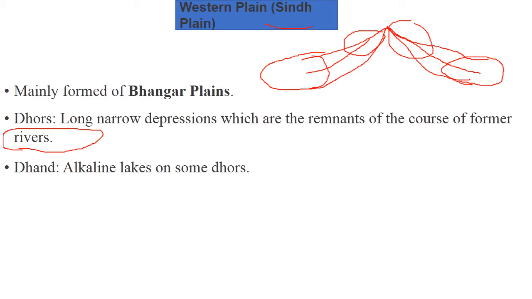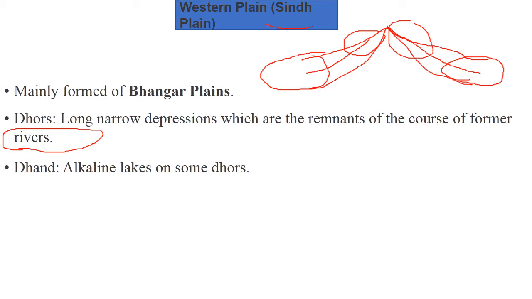This plain region is divided into several parts. First is the Western Plain. This Western Plain is mostly known as the Sindh Plain. It mostly falls into Pakistan, and it is formed due to the Bhangar Plains. Bhangar means old depositions of the rivers. They are also classified into two parts. Dors means long, narrow depressions which are the remnants of the course of former rivers. This is the former rivers' deposition, known as the dors.